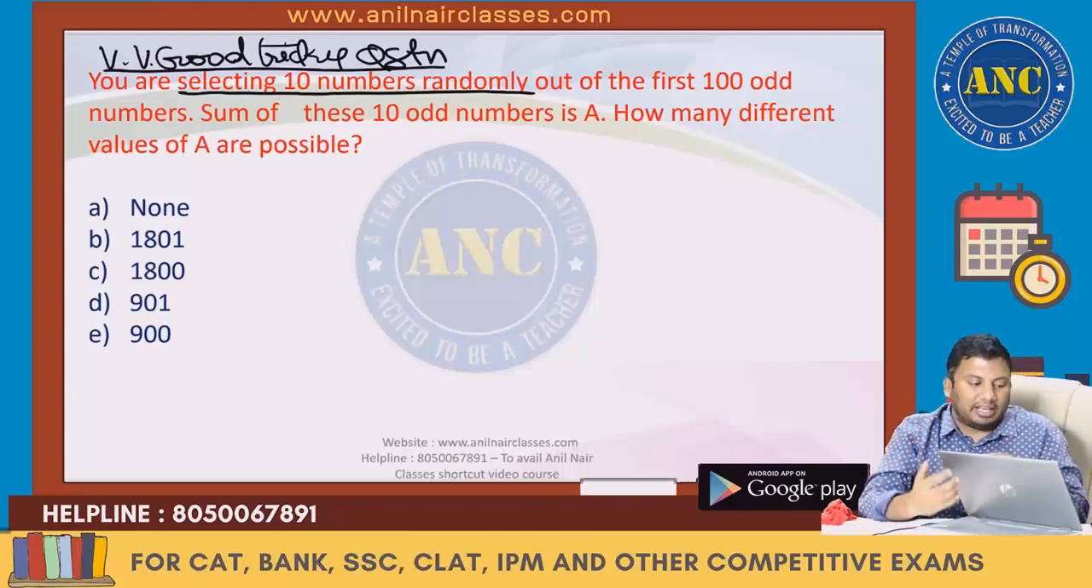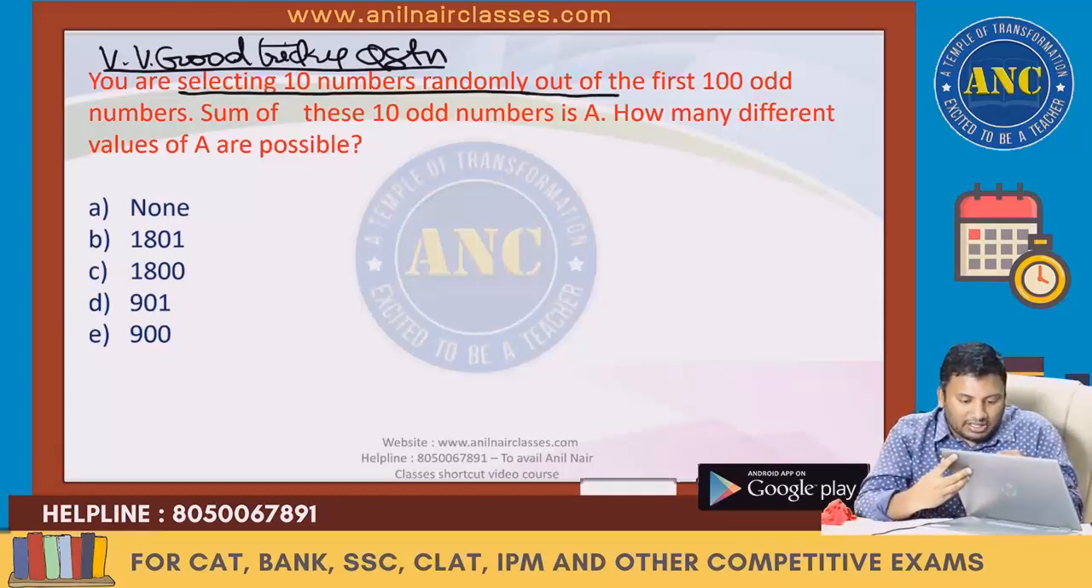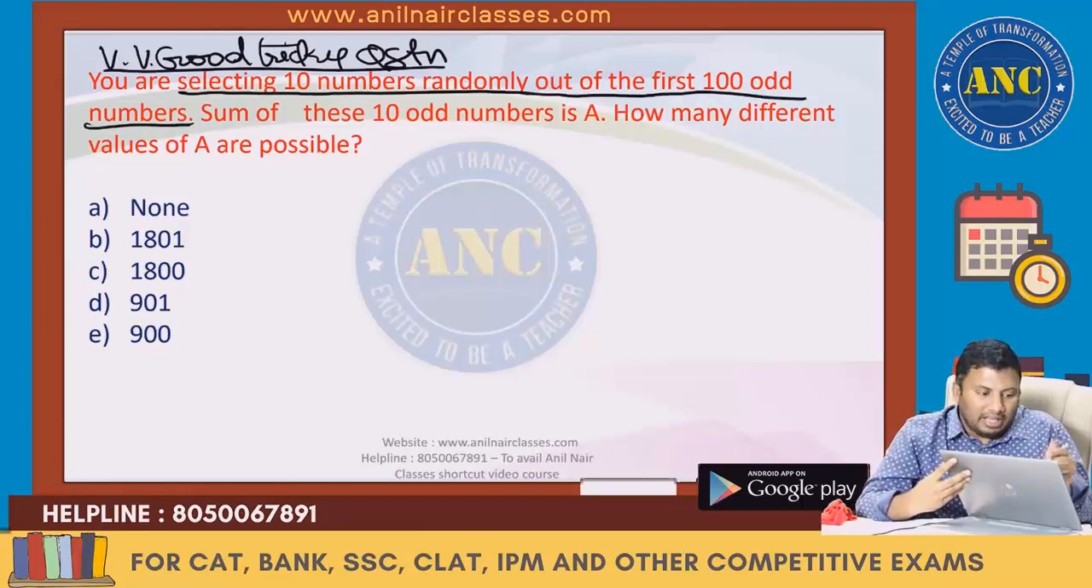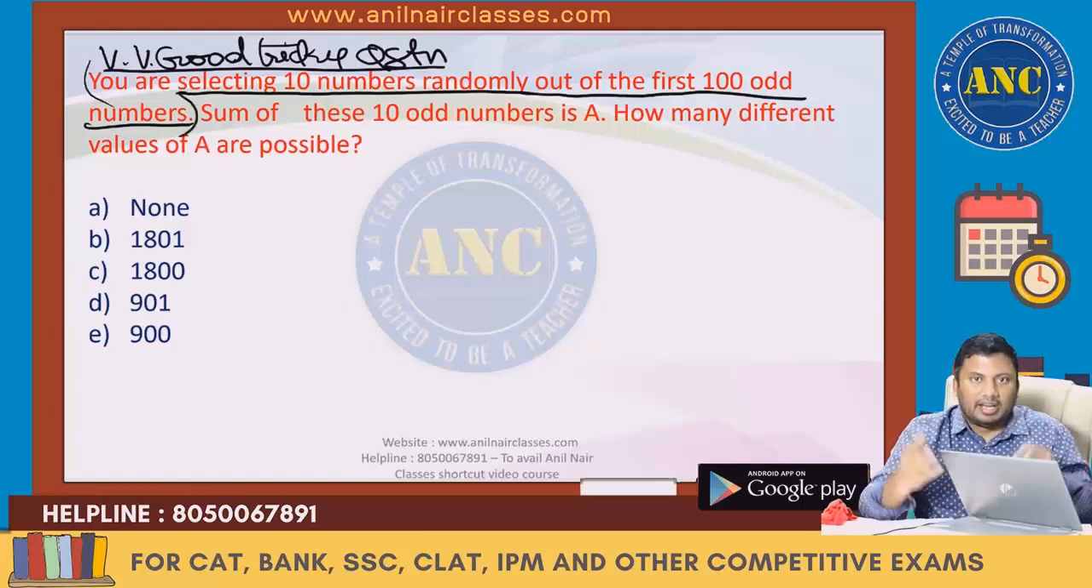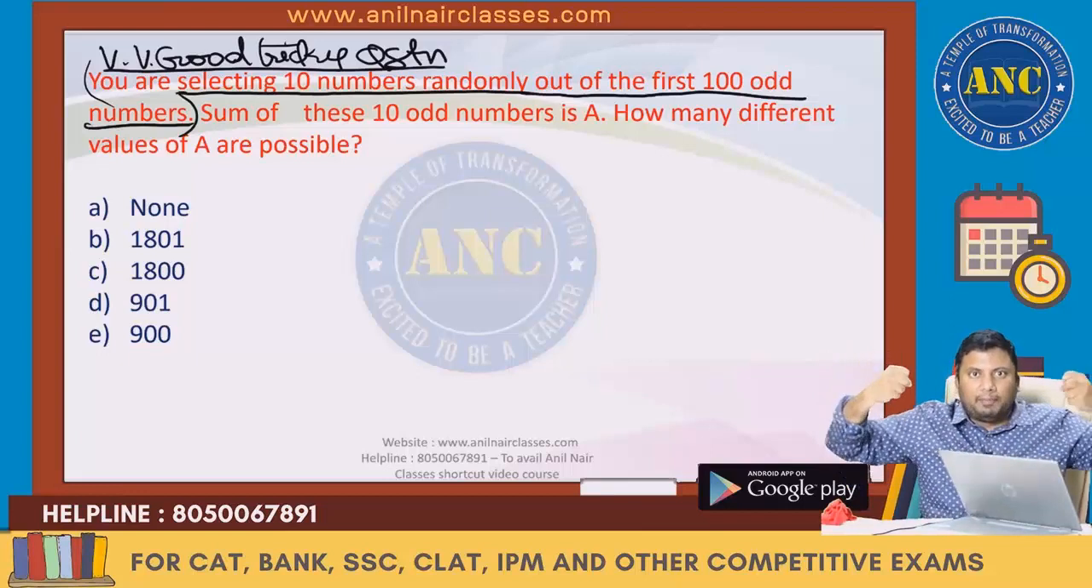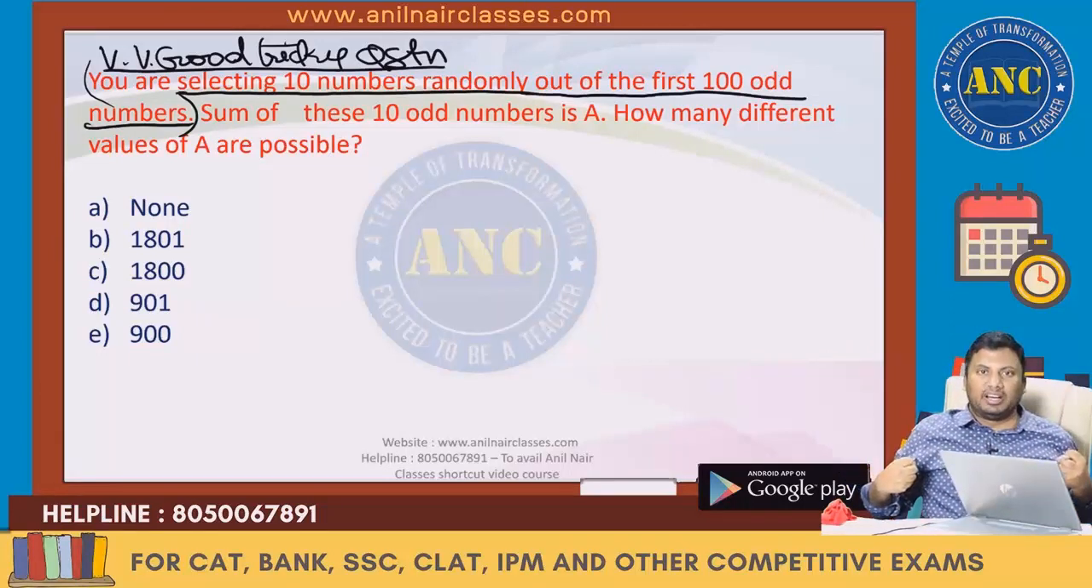You are selecting 10 numbers randomly out of the first 100 numbers. If I complete the question here, that is 100C10. I am selecting 10 numbers out of 100 numbers. That is 100C10. But that is not the question.